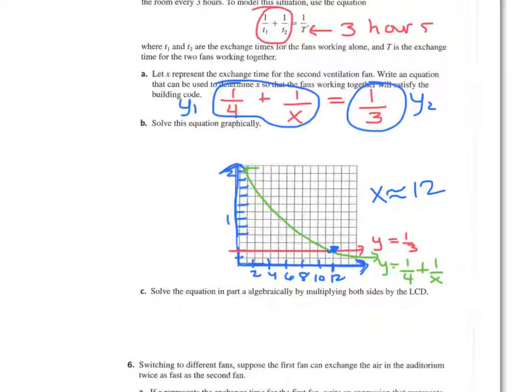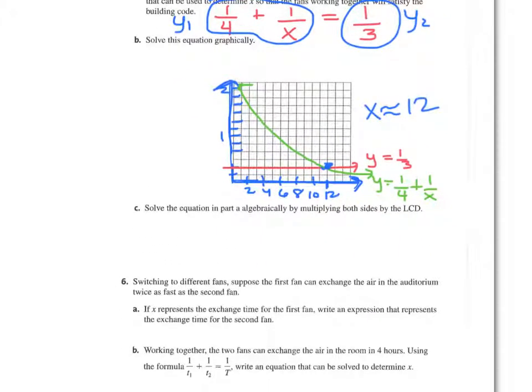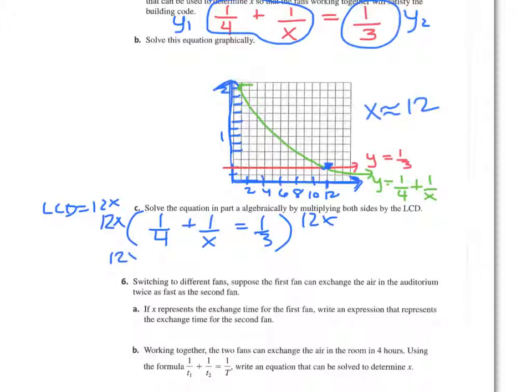Okay, so now we're going to do it algebraically. So now if I come over here, let's pick out the LCD. The LCD would be 12x. So I'm going to multiply the whole thing by 12x on both sides, and let's see what I get. I get 12x over 4 plus 12x over x equals 12x over 3.